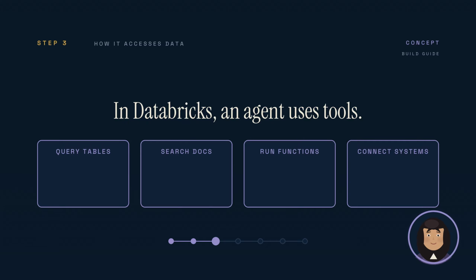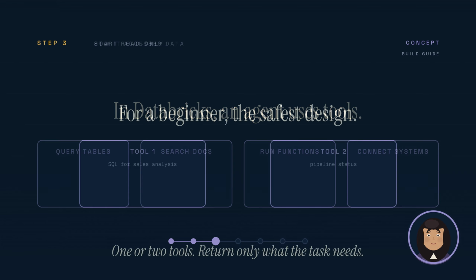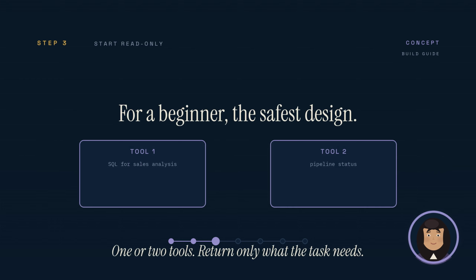The third step is choosing how the agent will access the data. In Databricks, an agent can use tools to query tables, search documents, run approved functions, or connect to external systems. For a beginner, the safest design is read-only. Give the agent one or two tools, such as a SQL function for sales analysis and another for pipeline status. The tool should return only the data needed for the task.